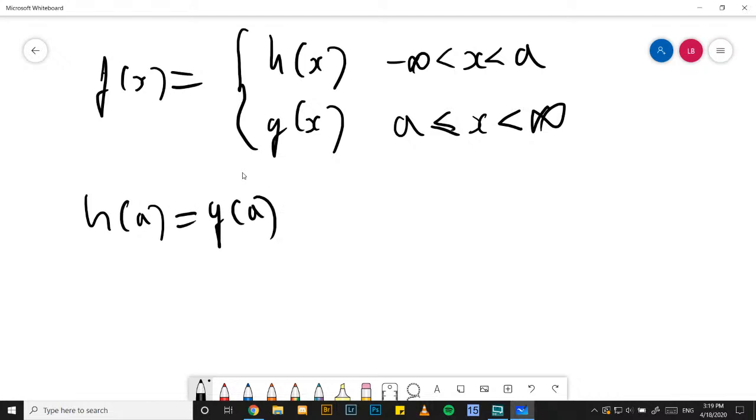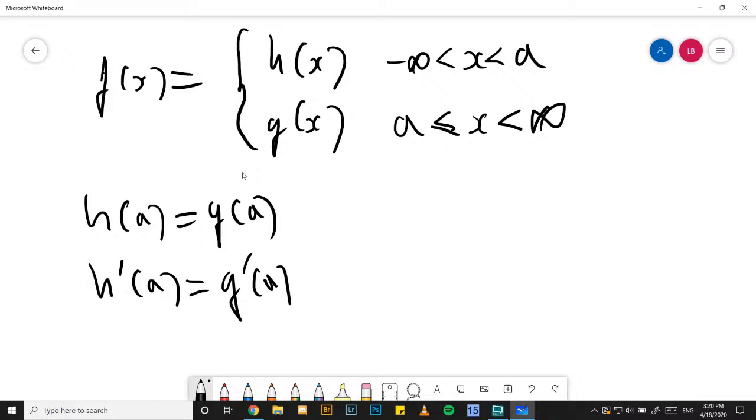This would be a satisfying condition for the core material, but you also need to know that there's continuity and differentiability. So hence you would also need to make sure that the derivative h prime of a is also equal to g prime of a, and you have these two conditions to meet. So usually what the IB does is that they set up a simultaneous equation kind of thing.